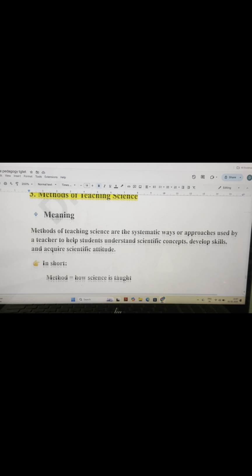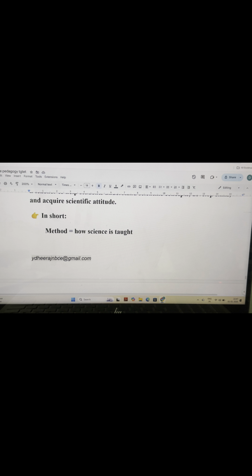So in simple words, if we have to say, method means how science is taught. How are you teaching science? How is science taught is called method. So remember that.